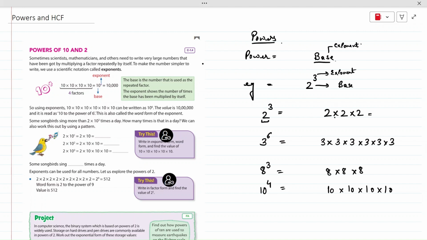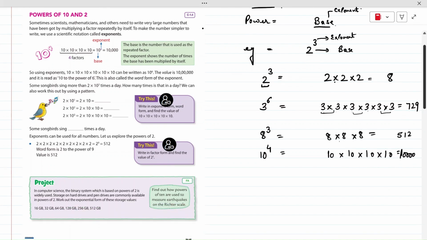And we can always find the values. 2 into 2 into 2 will give us 8. Here we have 9 six times, that is, if you multiply this, we have 9 into 9 into 9, that is 81 into 9, which is 729. 8 into 8 into 8 is 64 multiplied by 8, that is 512. And here this is simple: 1 followed by 4 zeros. So this is the simple product.